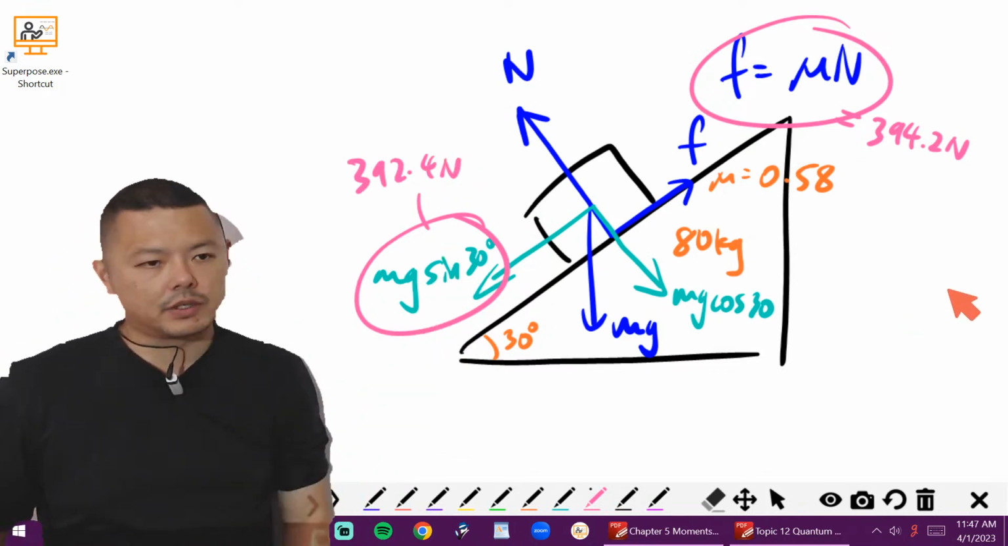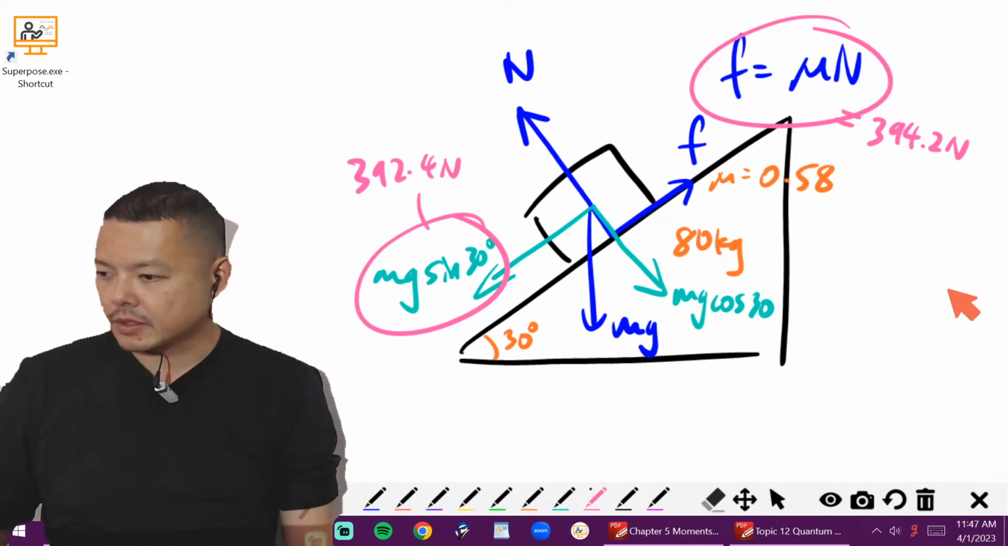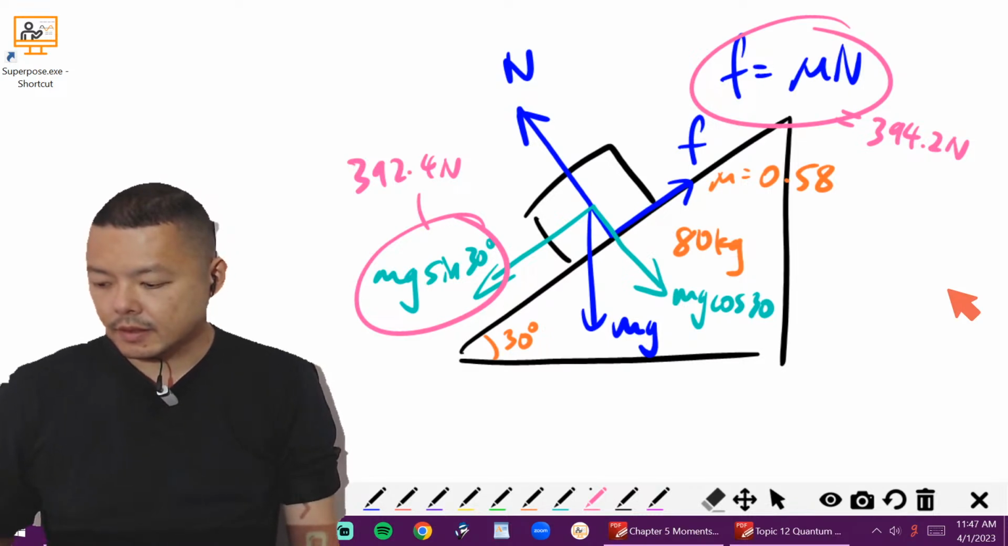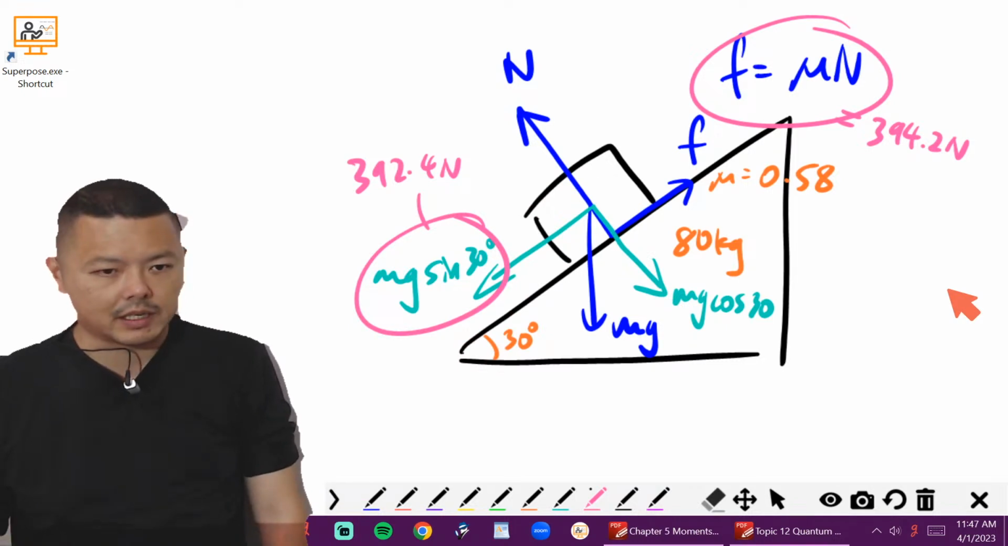So basically, this box is going to be stationary. Yeah, this box is going to be stationary, because it can't overcome the static friction. I gave you the numbers, it's just only slightly.